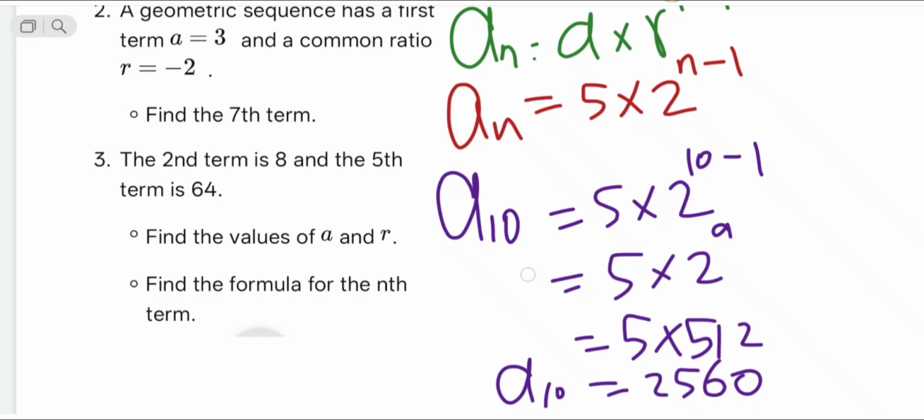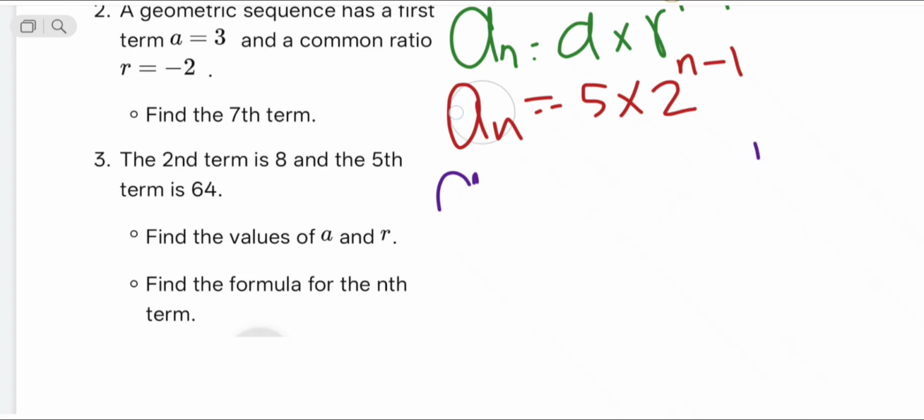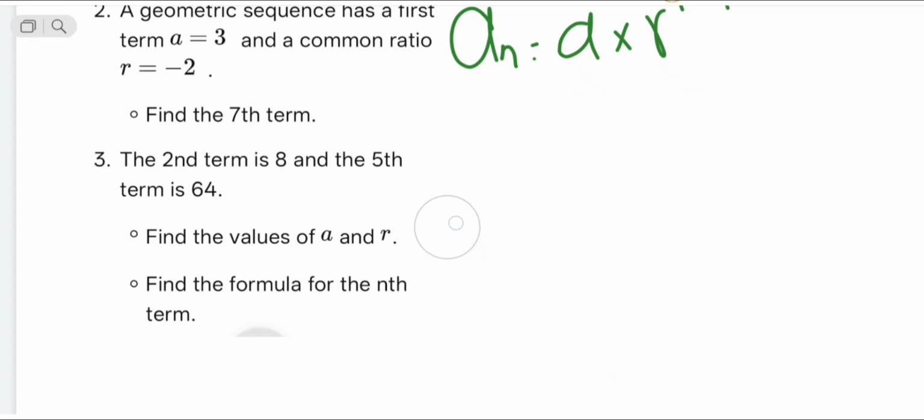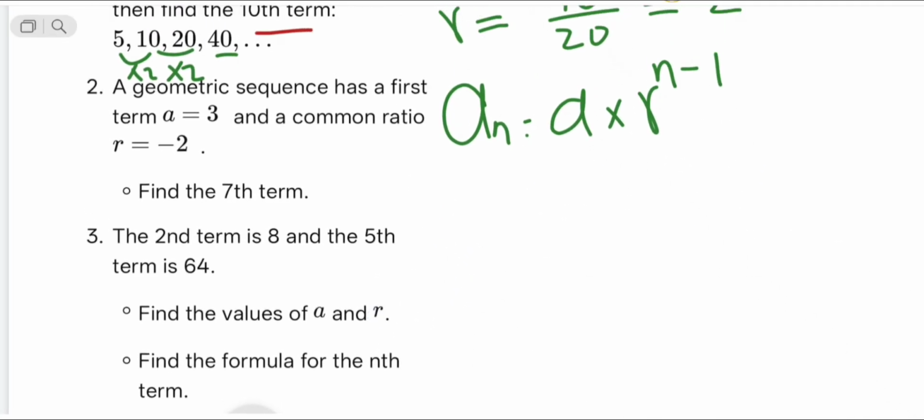Okay, look at the next question. Let me raise it. In the next question, question number 2, they said the geometric sequence. Now they told you the geometric sequence. The first term A is equal to 3, and the common ratio is minus 2. Find the 7th term, meaning n is 7.